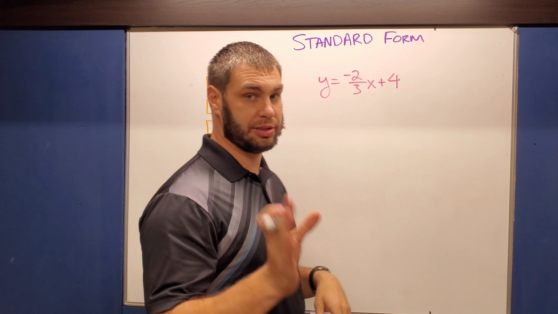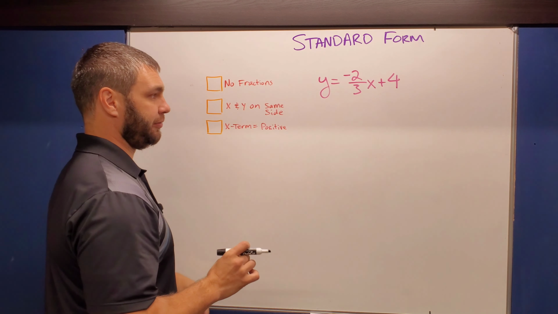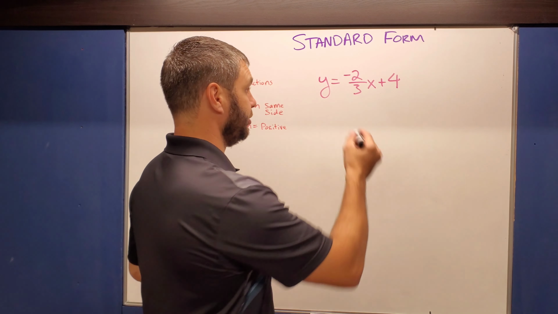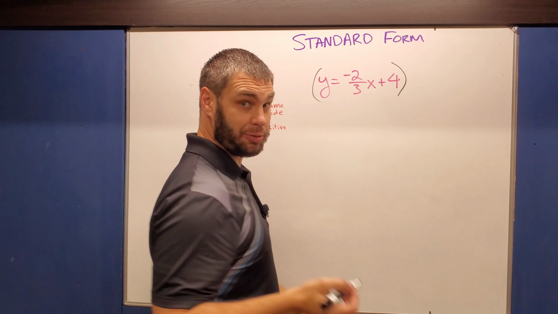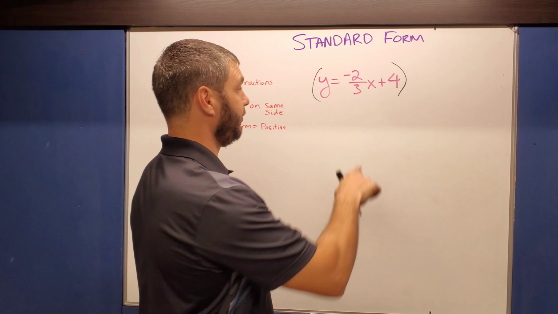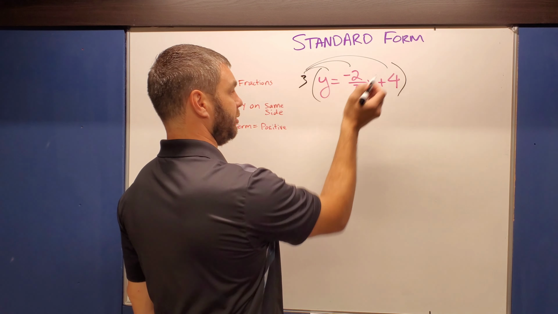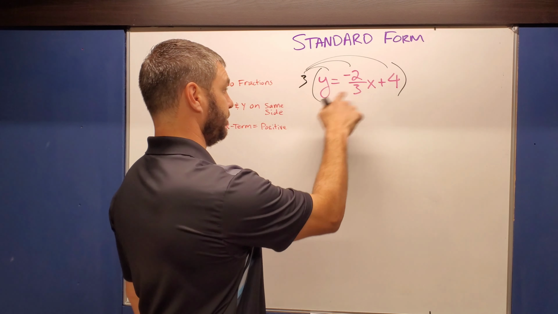All right, so let's start here with this first one, which says that we cannot have fractions. Currently, I have a fraction of negative 2/3. To get rid of that fraction, what you want to do is multiply the entire equation by the denominator of that fraction. In this case, it is a 3. So when I do that, I have to distribute this 3 into all the terms. There's 3 of them in this one.